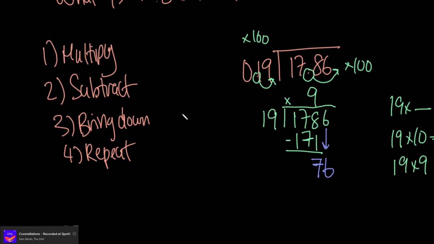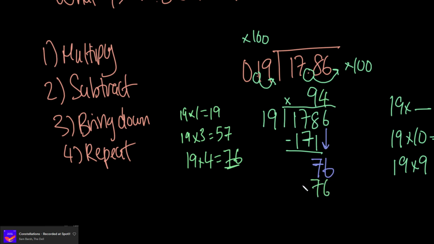I have 19 times 1, which is just 19. Maybe try 19 times 3. 3 times 9 is 27, so 3 times 1 is 3, plus 2 is 5. 57, not quite there. So maybe 19 times 4 might give us our answer. 4 times 9 is 36, so I have 6. 4 times 1 is 4, plus 3 is 7. Oh, perfect. So 76 here, 76 here. So I can put 4.